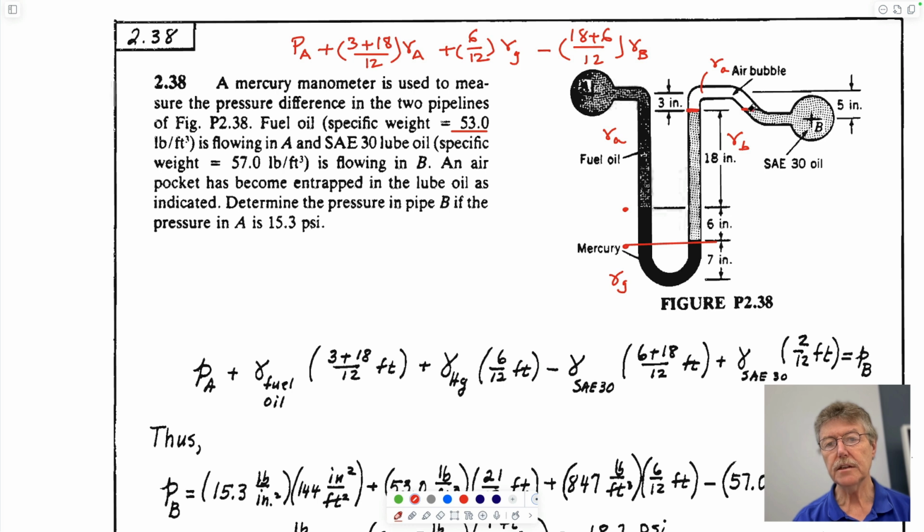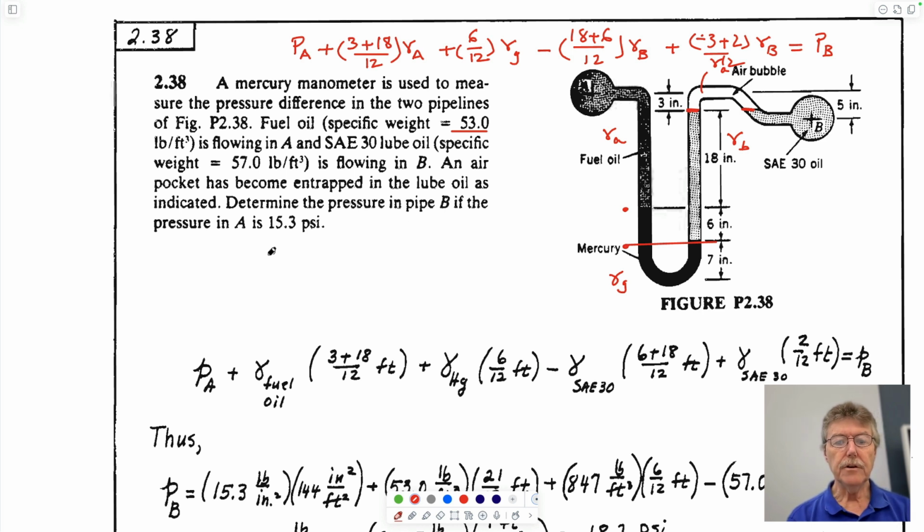And we go across to this point, and then to get to this point here, we go down, so I guess we have to add 2 inches. 3, 5 minus 2, right? 3 up, it's actually minus 3 plus 2, I suppose, if we're doing it properly, over 12 times the unit weight of B. And that has to equal PB.